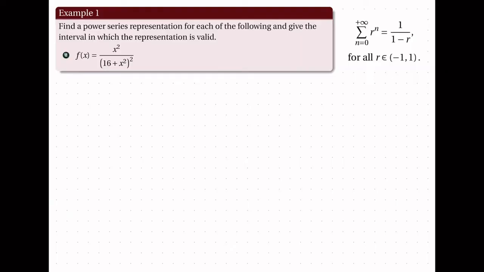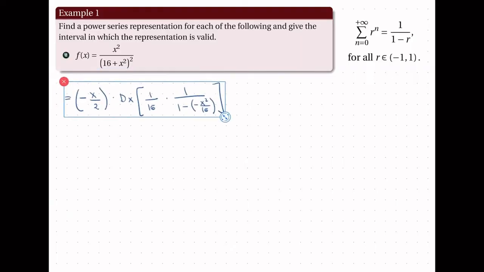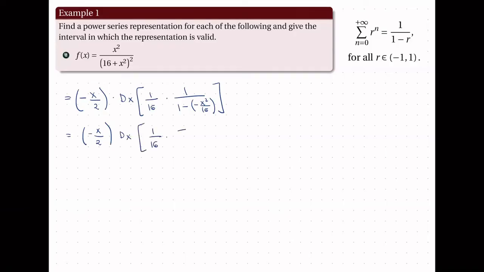Okay? And then, itutuloy natin yung ating solution. So, we have negative x over 2 times the derivative with respect to x of 1 over 16 times the summation from n equals 0 to positive infinity of negative x squared over 16 raised to n. And what is our condition for x? The absolute value of negative x squared over 16 must be less than 1.